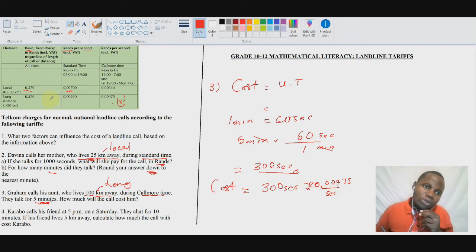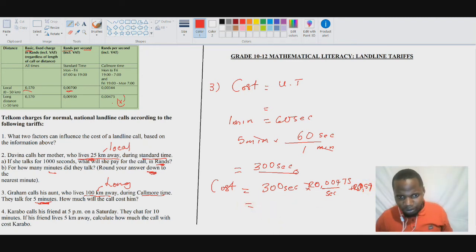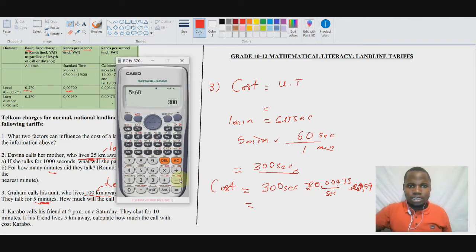But you see now you have that basic fee as well. The basic fee applies the moment you touch your call. It doesn't matter whether you call local or you call what. So you have to add your basic fee there. What is the basic fee? 0.57 rands. Okay. You'll pardon me for that. Now you use your calculator to help you. You press 300.